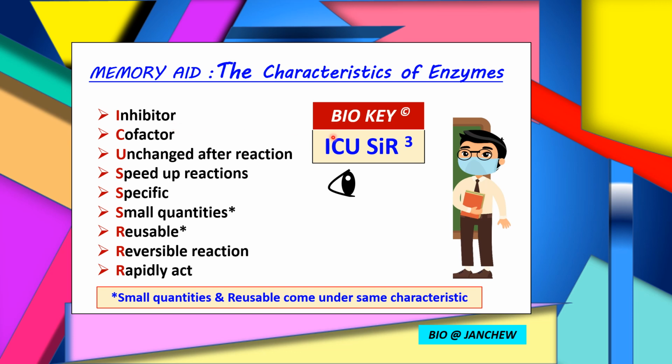So our bio key is ICU, and then 3S. So Sir Cube, 3S and 3R. It's like I see you, saya nampak anda. Sir. So maybe you think of a teacher that you call Sir. I see you, Sir Cube, or Sir Q. So that covers all the characteristics of the enzymes. I see you, Sir Q. It's up to you whether you want to remember this memory aid or not. If you feel that you can remember the characteristics of enzymes easily, then you don't have to use it.